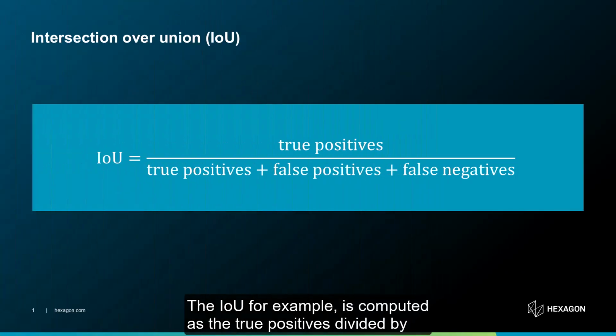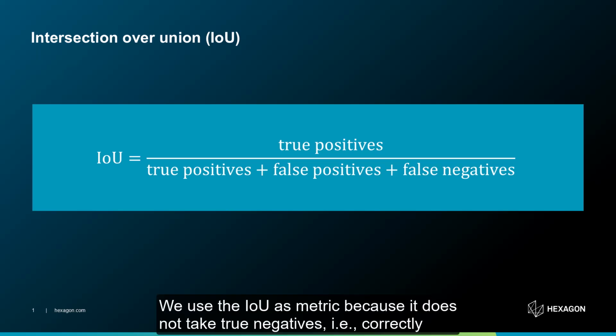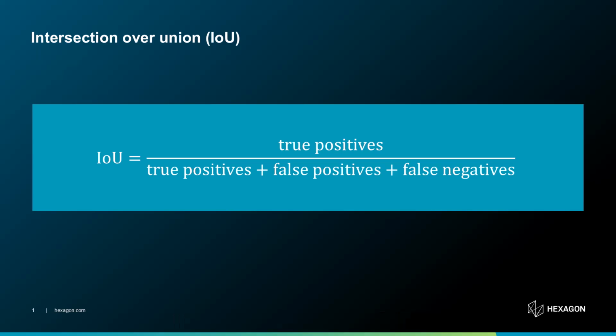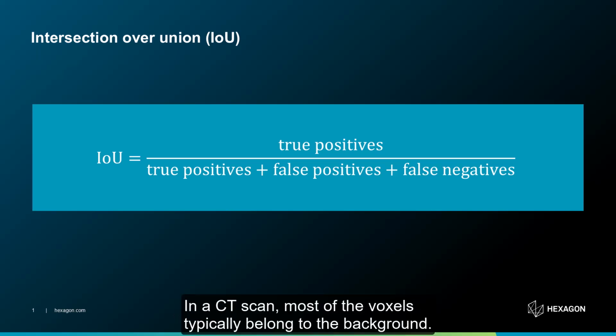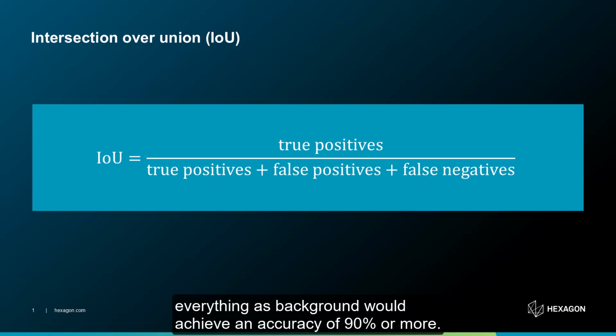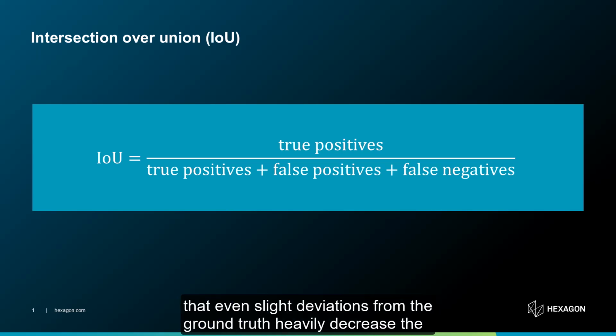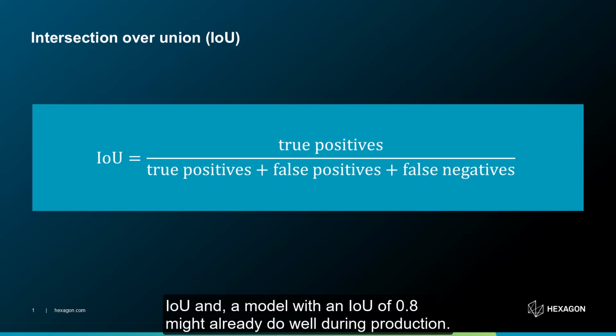The IOU, for example, is computed as the true positives divided by the sum of true positives, false positives, and false negatives. We use the IOU as metric because it does not take true negatives, that is, correctly segmented background, into account. In a CT scan, most of the voxels typically belong to the background. If we would simply use the accuracy as metric, a model that segments everything as background would achieve an accuracy of 90% or more. With the IOU being more sensitive in that regard, it is important to note that even slight deviations from the ground truth heavily decrease the IOU, and a model with an IOU of 0.8 might already do well during production.